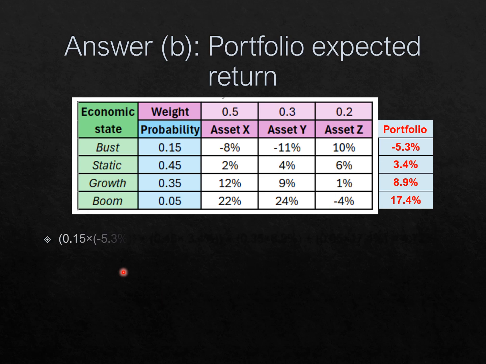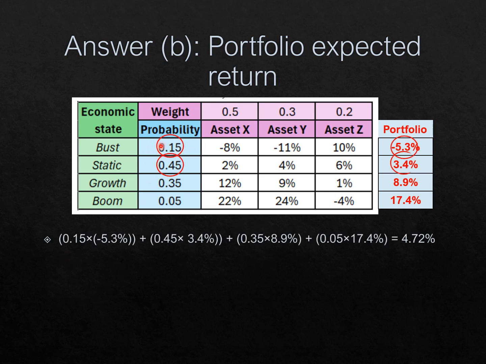So the expected return is as follows. We can ignore all these, they are not necessary. We need 0.15 multiplied by negative 5.3% plus 0.45 multiplied by 3.4%, plus 0.35 multiplied by 8.9%, and finally 0.05 multiplied by 17.4%. That will be your expected return for the portfolio, 4.72.